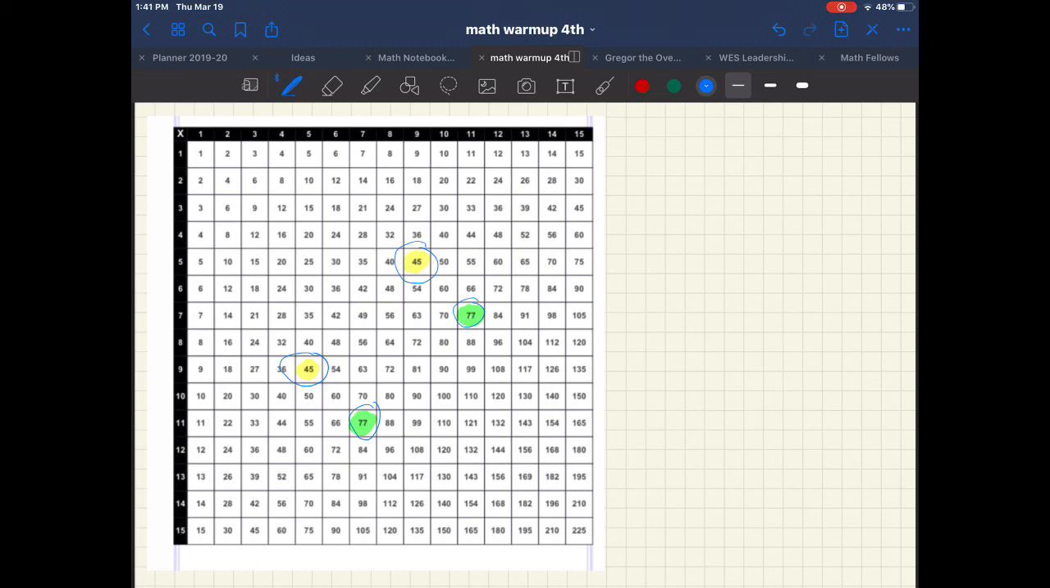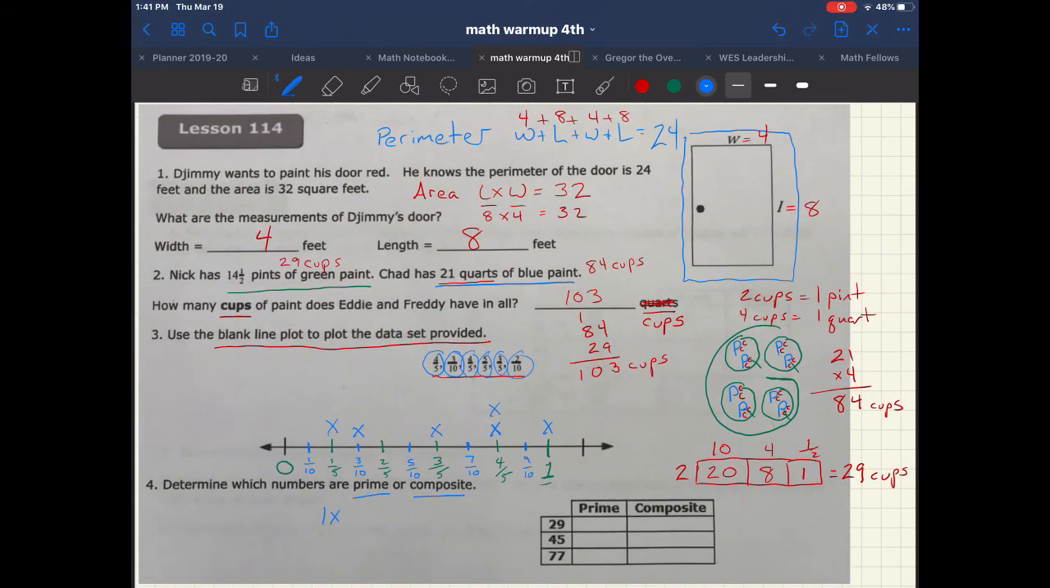29 is harder to find, and I made this chart all the way to 15 just in case. 2 times 15 is 30, so we can get pretty close to 29. But there is just no 29 on this chart, so the only way to get to 29 is 1 times 29, which makes it prime. The other two, we found other ways to do it: 9 times 5 for 45, and 7 times 11. So these two are composite.